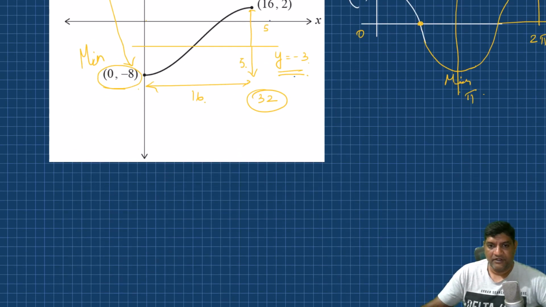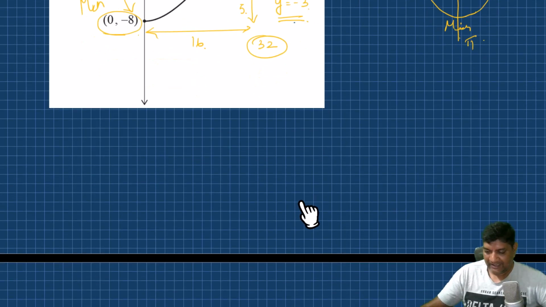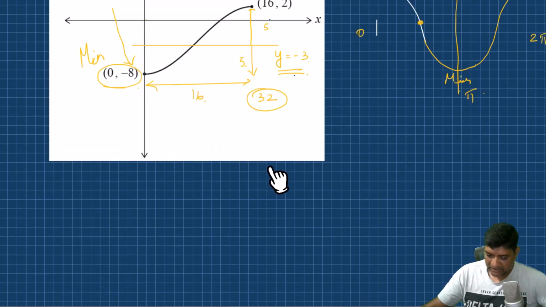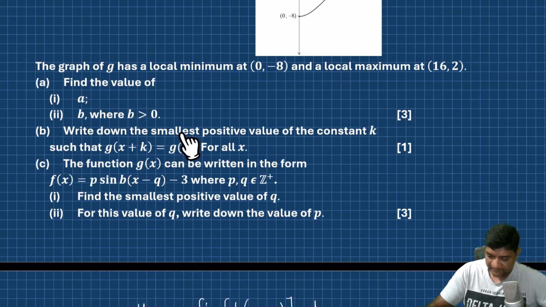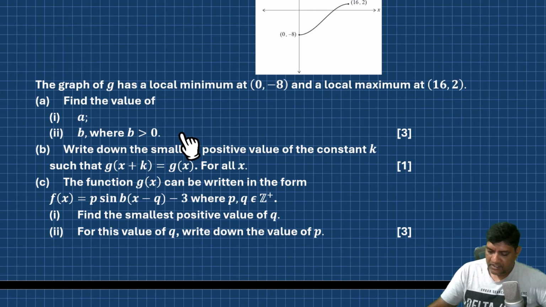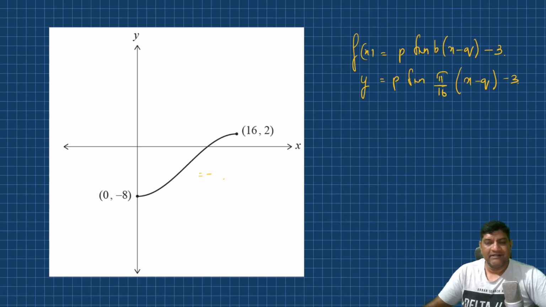So write down the values of k. That's what it's asking for. Well, I already know that k is going to be 32, so I can directly update 32 over here for k. Now, if I had to consider this function to be a sine function, I need to find a value for q. So let's now go back. Okay, so the function is f of x is equal to p sine b times x minus q, minus 3. I know that the b value is pi by 16, which I found from the previous solution itself.